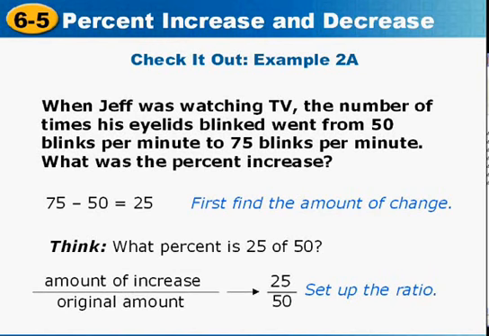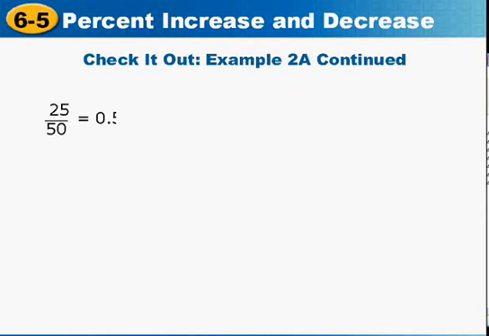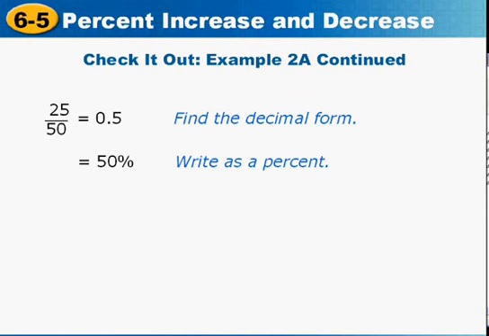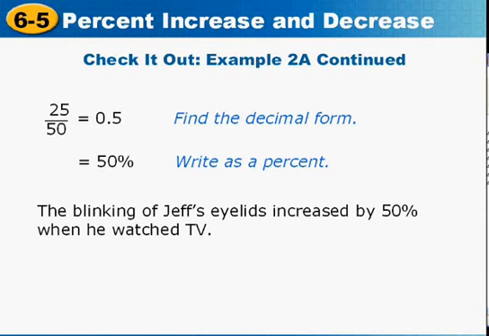25 to 50. Now, a lot of you can look at that and you know right away what the percent is. Some of you need to do top in, bottom out. You get 5/10. Move 2 places right, 50%. The blinking of Jeff's eyelids increased by 50% when he watched TV.